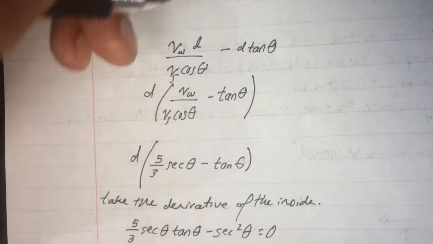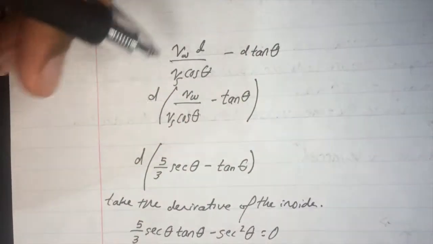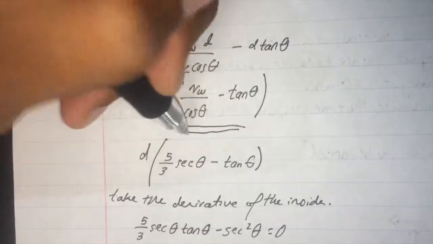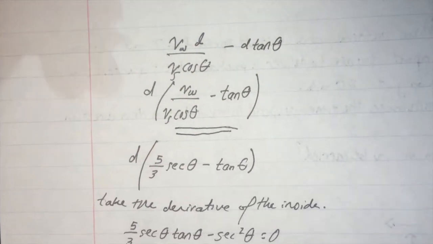We can factor out the d. So we're left with this little thing in the parentheses: Vw over Vs cosine theta minus tan theta. We want to minimize this. So how do we minimize this? Well, let's plug in some values that we already know.